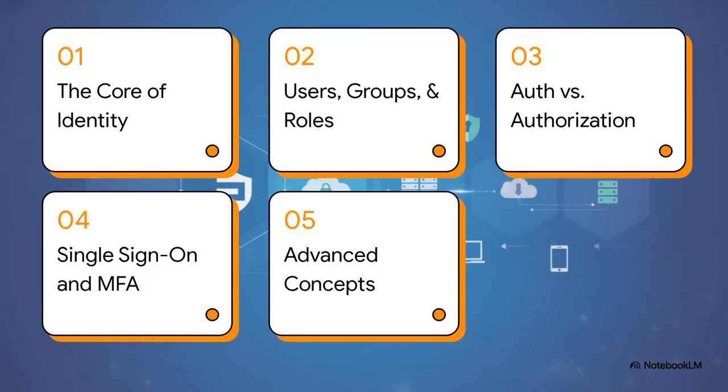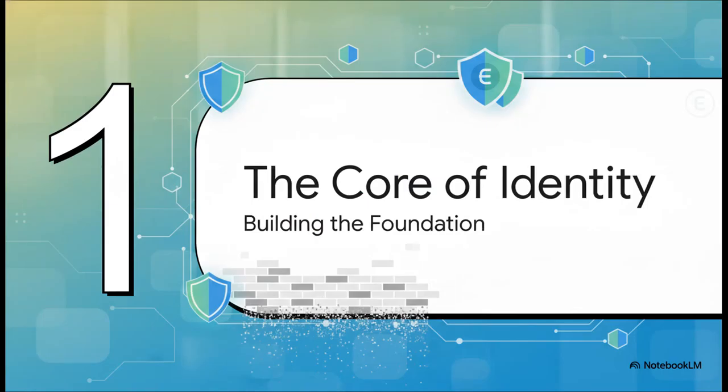Okay, let's look at our roadmap for today. We're going to start with the core of identity, and then move on to users, groups, and roles. In Section 3, we'll tackle authentication versus authorization, followed by securing the login with single sign-on and MFA. Finally, we'll wrap the whole thing up with advanced identity concepts. So, Section 1, the core of identity, building the foundation.